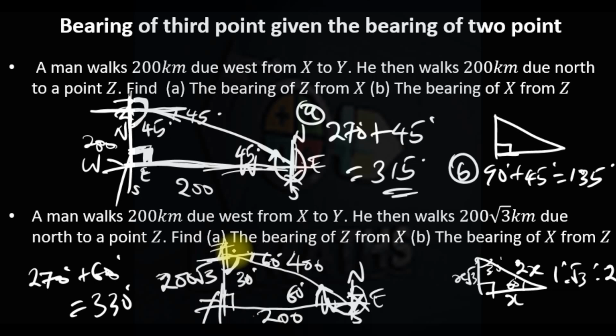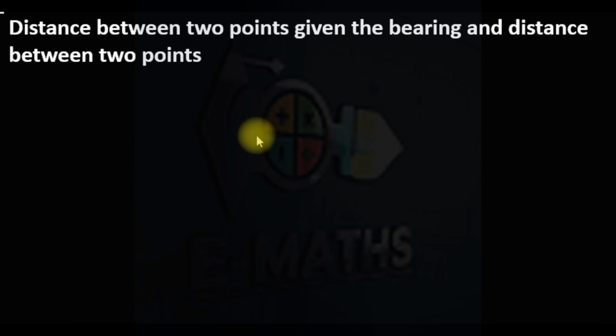So 90 plus the second question now is 90 plus 60, 150. So that's it. Just draw a neat diagram. You will solve that. Okay.